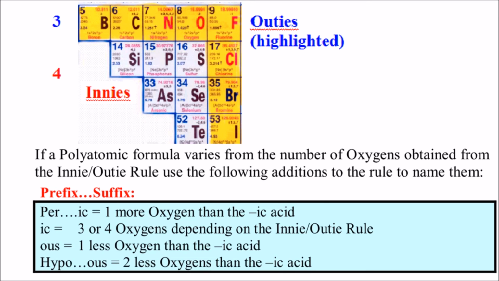Okay, now if a polyatomic formula varies on these numbers of oxygens here, then we're going to use these rules in just a second. But what I'm telling you all is that all of these elements that are outies require 3 oxygens to have an ic acid ending. All of these elements require 4 oxygens to have an ic acid ending. Okay? Now, let's take a look at your flow chart and see it there.